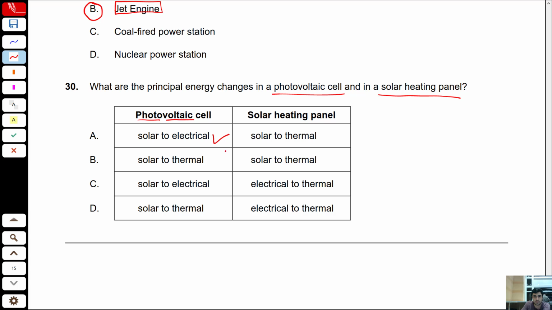So it's either this or this. And for solar heating, light and heat mean thermal. So we are converting solar to thermal energy. So solar to thermal. So it has to be A. Alright, we are finished. Thank you very much.